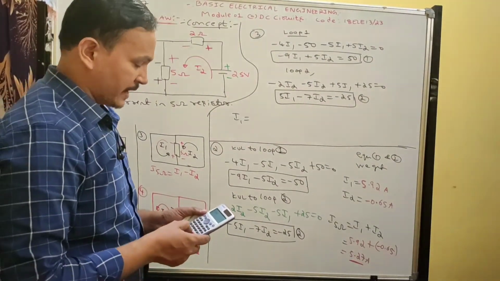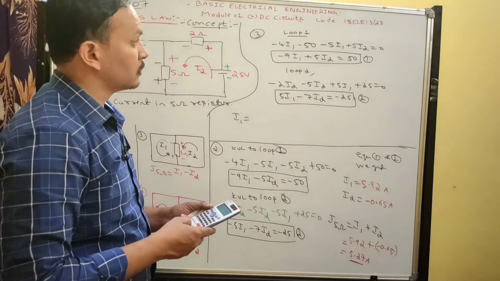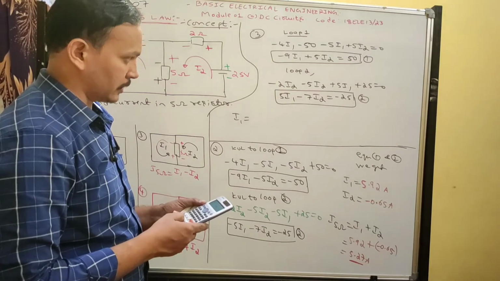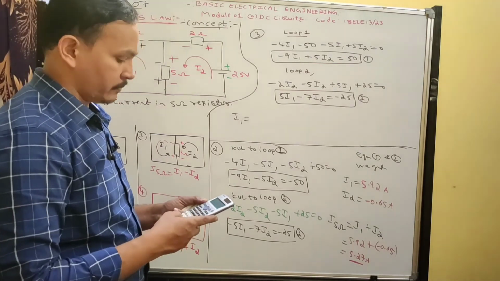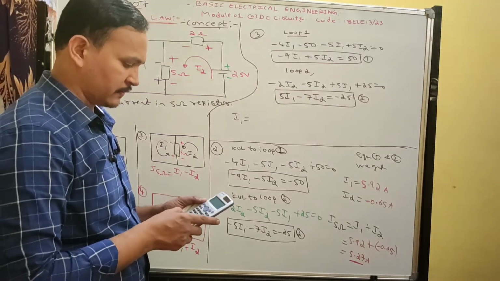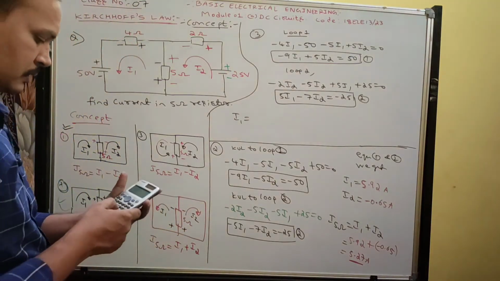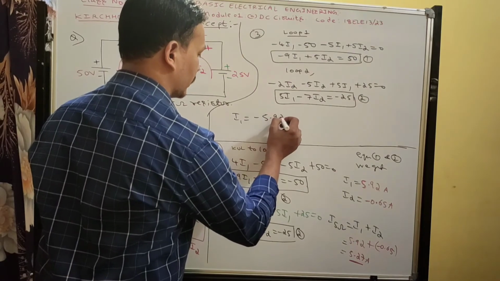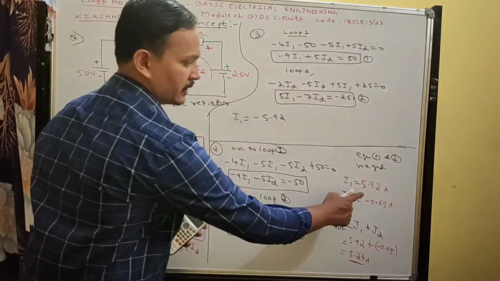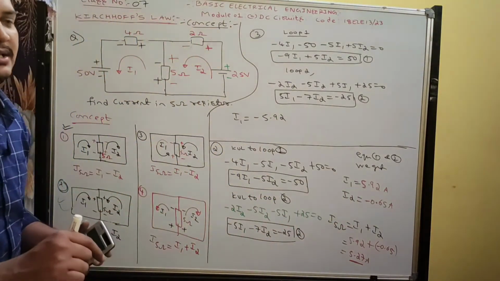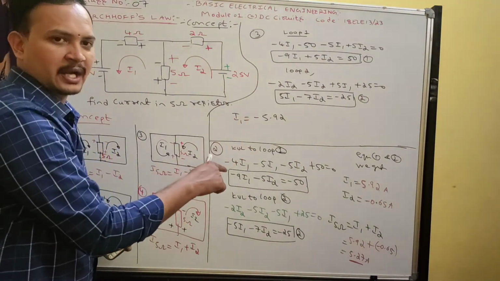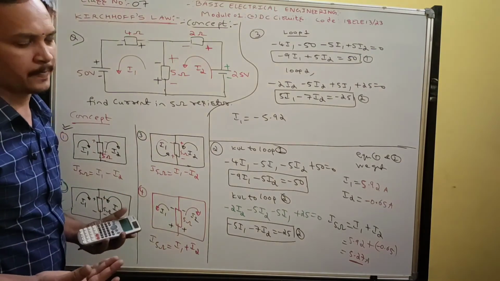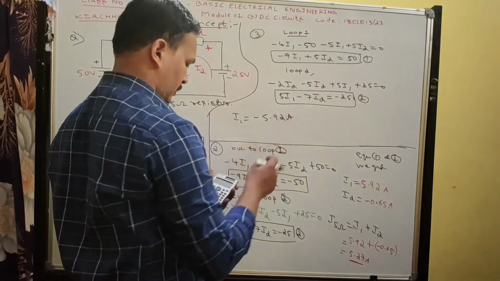Okay, what is the quotient? Minus 9 plus 5 plus 50 minus 2 plus 5 minus 7 and minus 25. So entering the quotients, we get the I1 value, 5.92. See, we get the same numerical value, but only the sign changes. Okay, I should not get negative, but I got negative. What it says is your assumed direction is wrong. Okay, that's it. So 5.92 amperes.